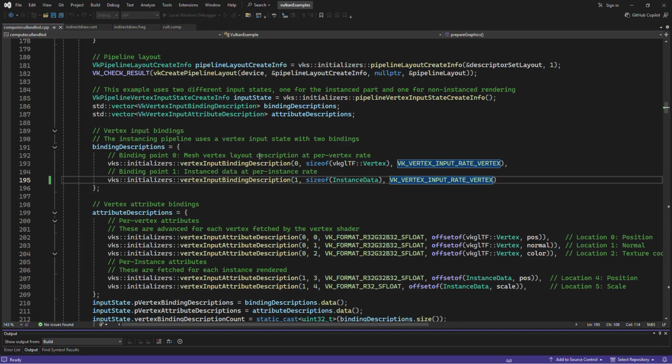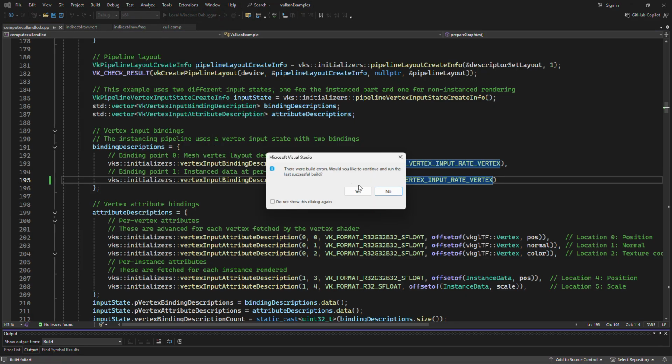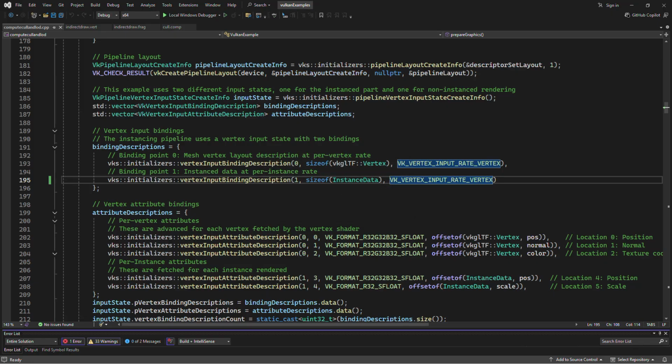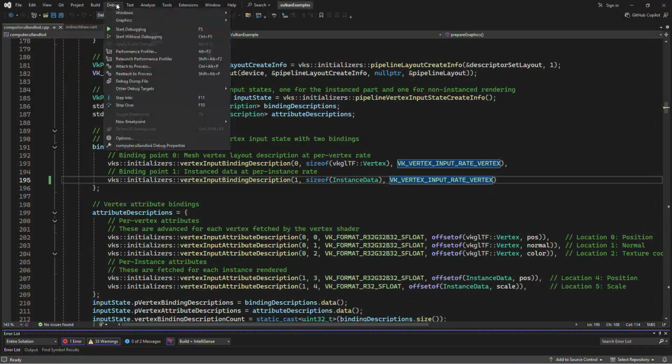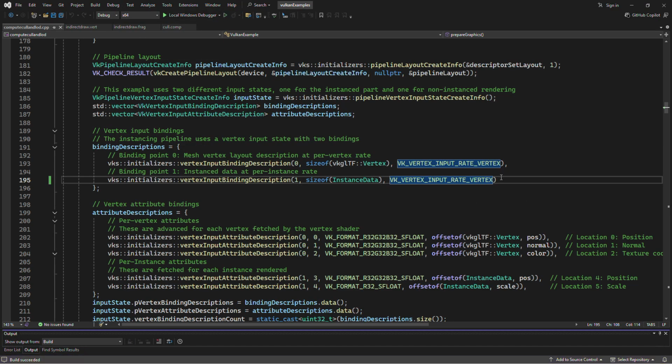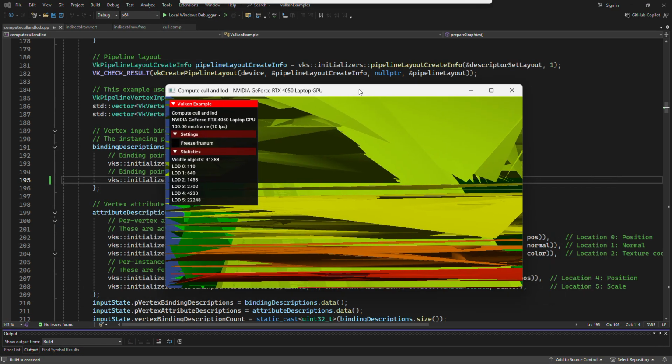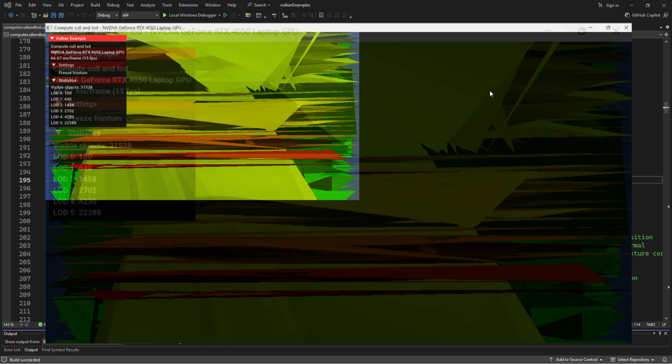Oh no, I'm sorry, I gotta close this out first. Okay, so what happens when we change to per vertex? We get a whole bunch of jumbled garbage.